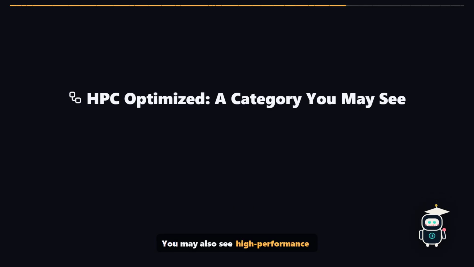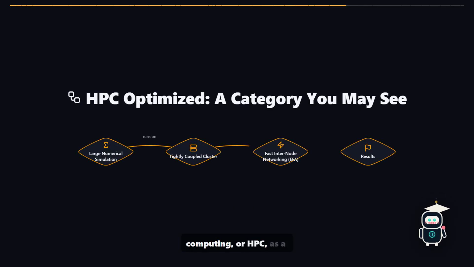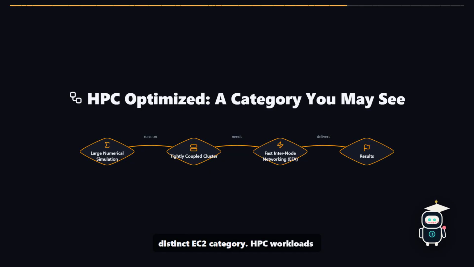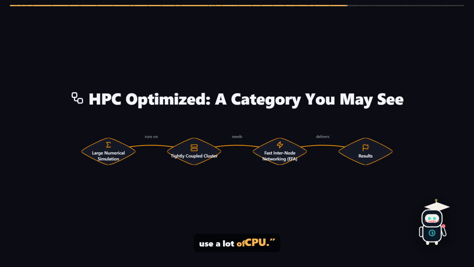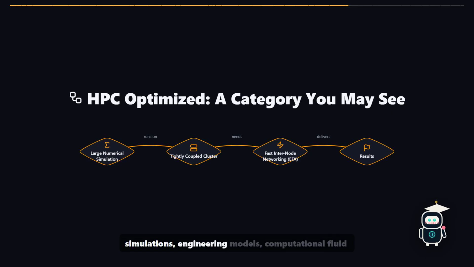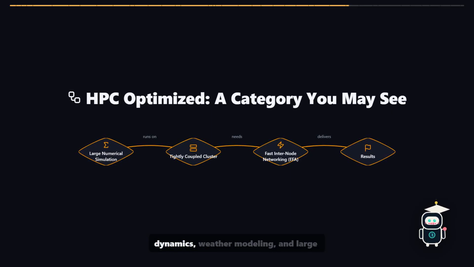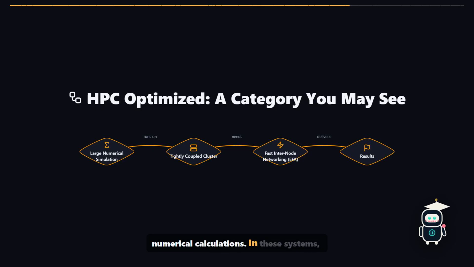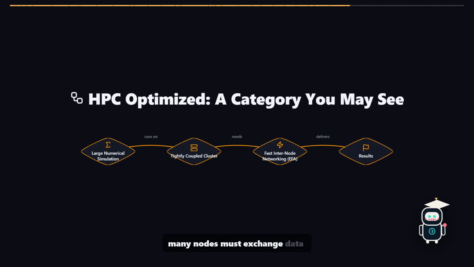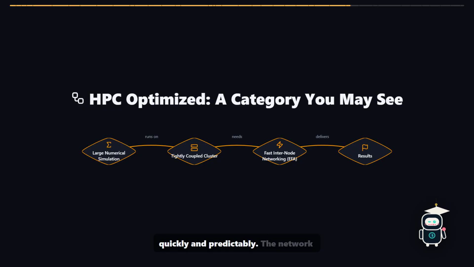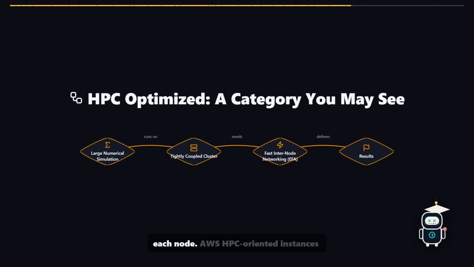You may also see high-performance computing, or HPC, as a distinct EC2 category. HPC workloads are not simply jobs that use a lot of CPU. They are often tightly coupled distributed workloads, such as scientific simulations, engineering models, computational fluid dynamics, weather modeling, and large numerical calculations. In these systems, many nodes must exchange data quickly and predictably. The network between nodes can be as important as the processors inside each node.